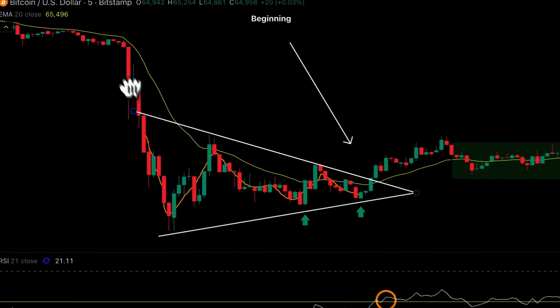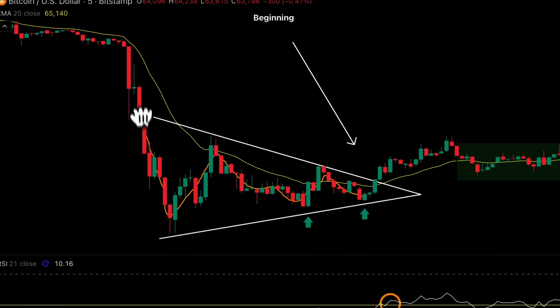You can see that there was a huge downward move, and after that, the market set up an accumulation pattern. And the closer we get to the end of this pattern, the more interesting it gets, because the market will either break out to the upside or continue its trend.